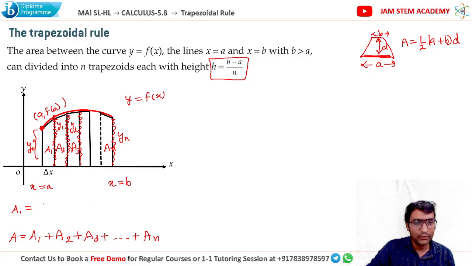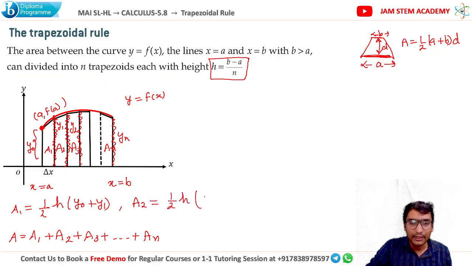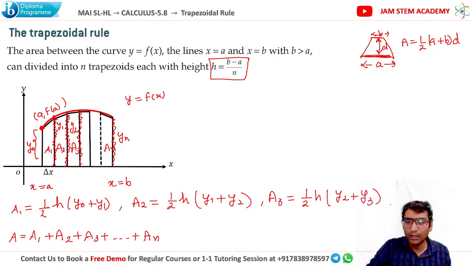So the area of the first trapezoid is half times the width, which you can say is either delta x or h, so h, times the sum of the two parallel sides, that's y0 plus y1. Similarly, the value of area 2 will be half h as it is, then we have y1 plus y2. Similarly, for A3, I will have half h times y2 plus y3. So on, and An comes out as half h of (yn minus 1 plus yn).